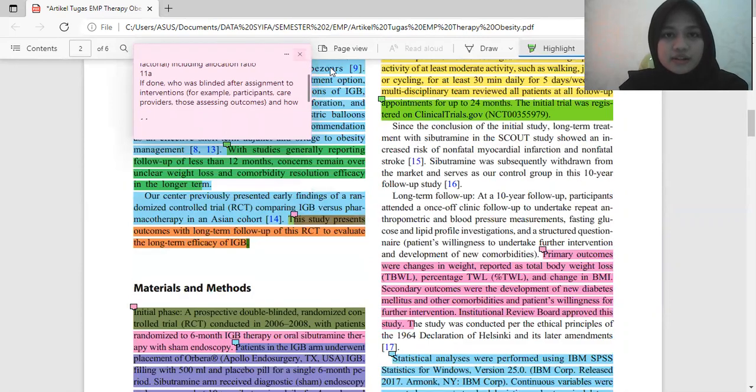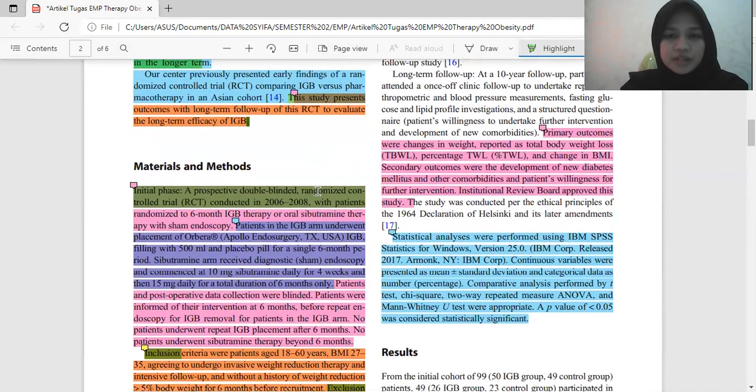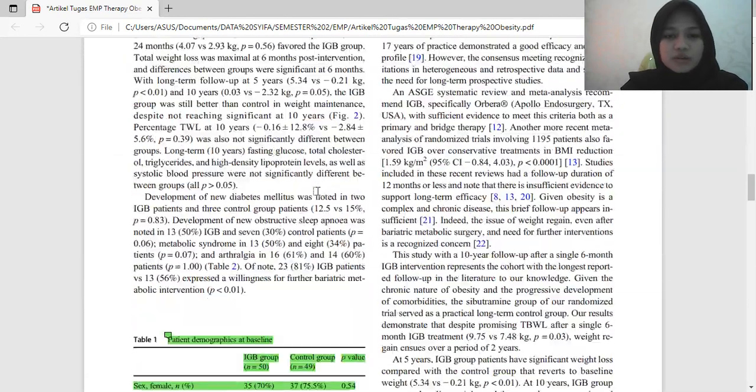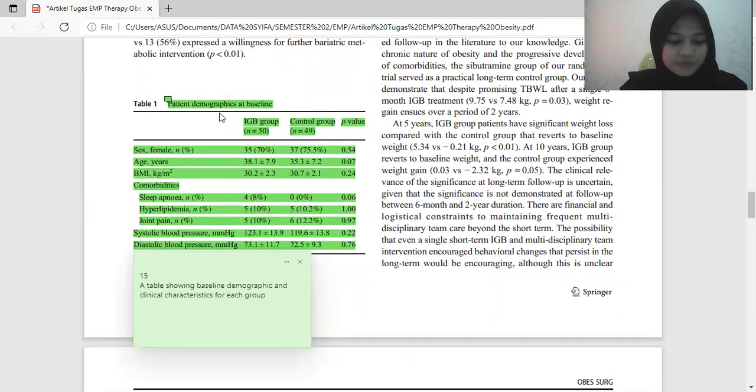Okay, next is number 14B. Number 14B is not available in this article. Next is number 15, a table showing baseline demographic and clinical characteristics for each group. We can see in the table, this table is number 15.